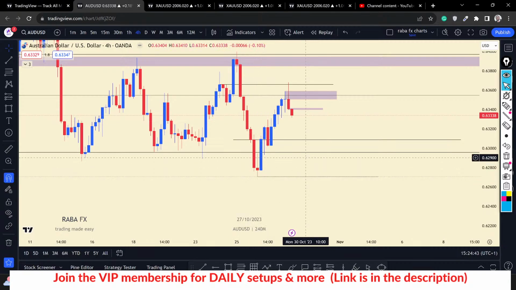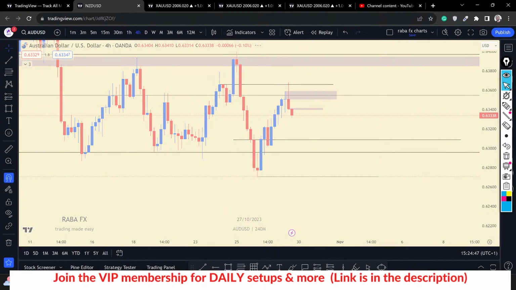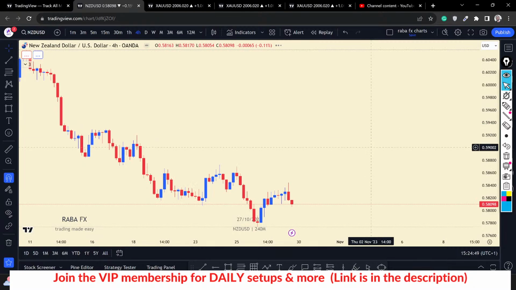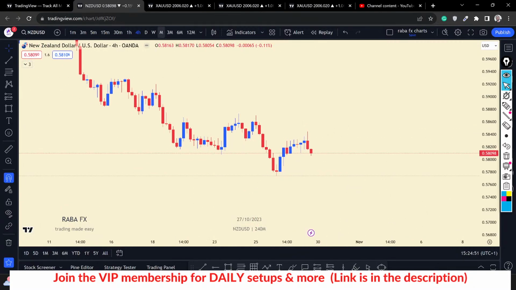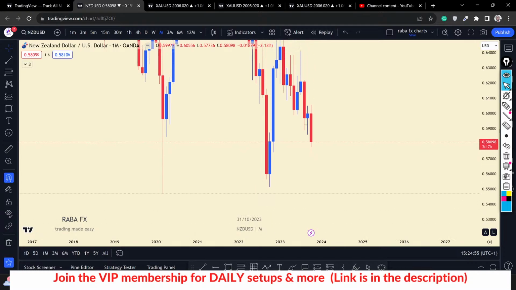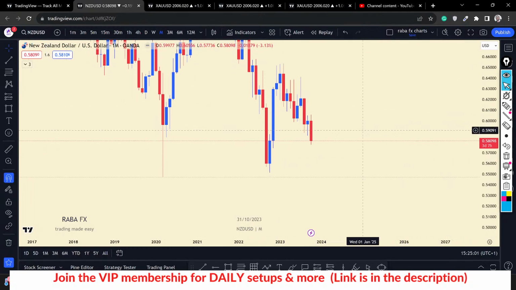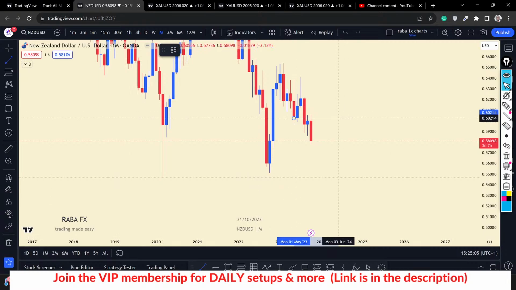So looking at NZDUSD, we are starting on the monthly time frame. On the monthly time frame now, what can you see? Remember, the market speaks to you. You don't need to predict anything. You don't need to, just look at the market. What is the market saying?